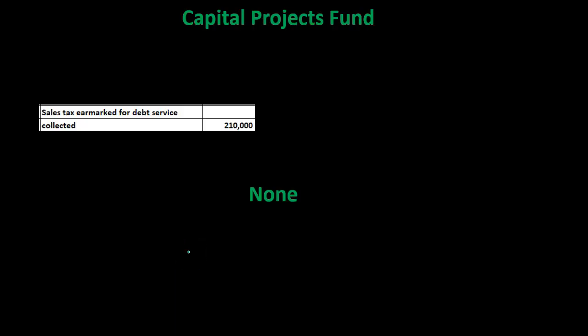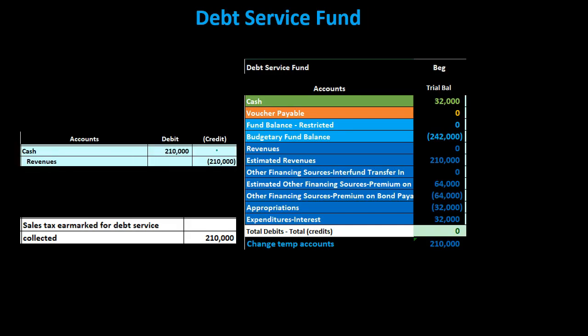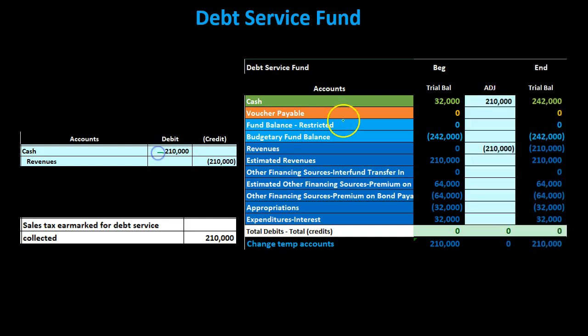What's going to happen to the capital project fund? We're not doing anything with the capital project fund because although the money in the debt service is used for the capital project, this 210 is earmarked to pay off the debt service fund. So if we go to the debt service fund, then we're increasing the cash within the debt service fund, and the other side is going to be a form of revenue. So we have a very similar transaction within the debt service fund, and that, of course, being the increase in cash going up. Other side then going to revenue going up in the credit direction.